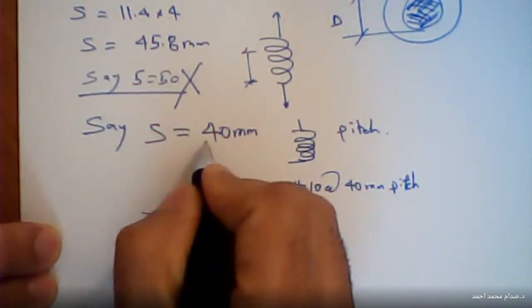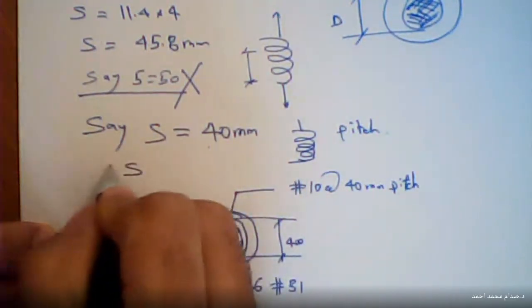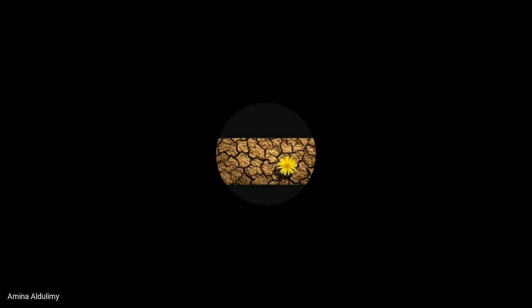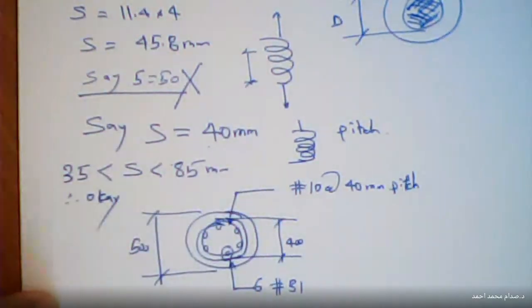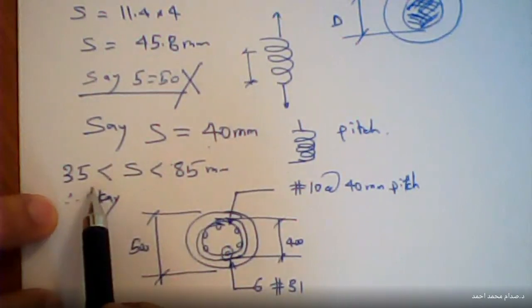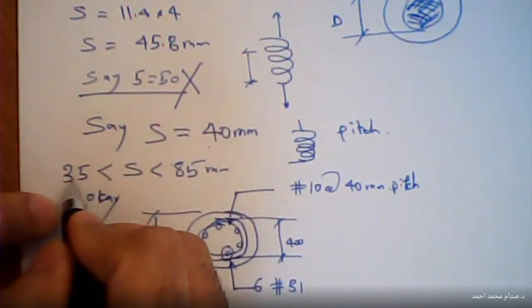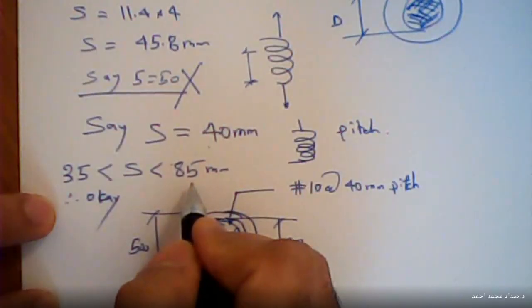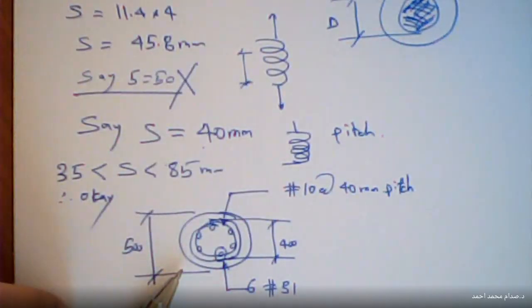The last thing, we have to compare this pitch with the limits. S should be greater than 35, we said, and less than 85. Then we can say it's okay. If it's less than 35, I should increase the bar diameter, so I should use number 12 or number 13. If it's greater than 85, I will go for 85. Okay, so I will stop recording up to this.